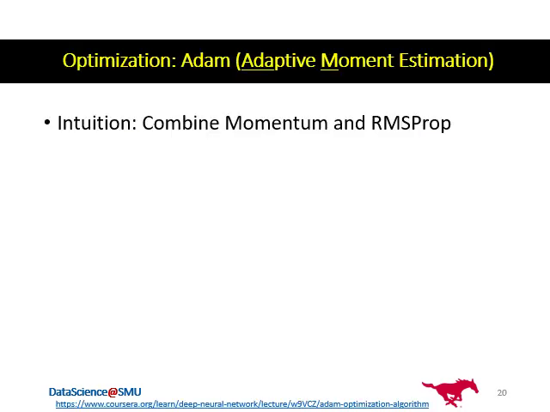So the next optimization algorithm that we will look at is called the Adam optimizer, which is one of the most popular optimization algorithms that is used in deep learning. The intuition behind Adam optimizer is to combine the momentum and the RMS prop algorithms into one algorithm.